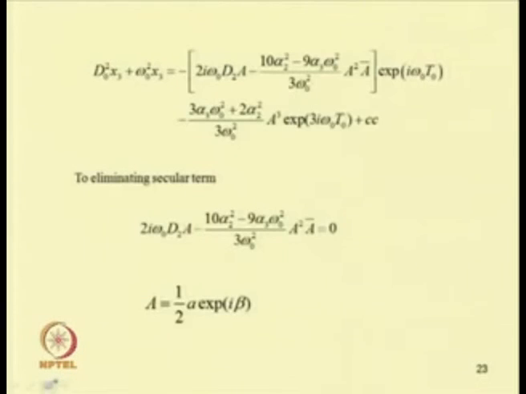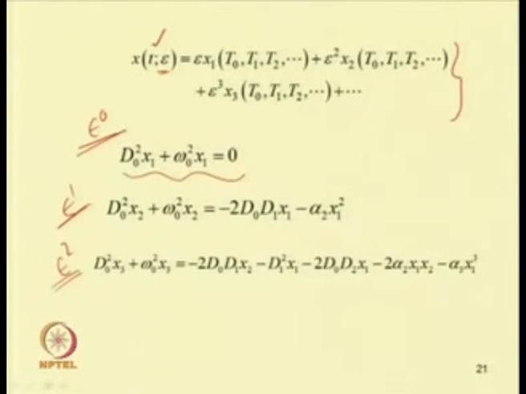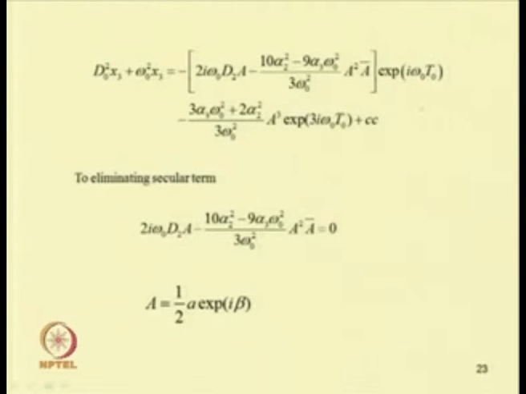Substituting x 0, x 1 and x 2 in this epsilon square equation, we can write the equation in this form. In this case also, as it contains a term e to the power 2 i omega 0 t 0, this is a secular term. So, one has to eliminate this term to make the solution bounded.